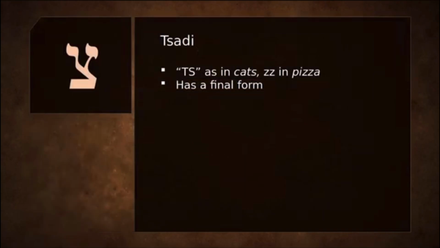The 18th letter is tsadi. Tsadi makes the sound ts. It's a T sound immediately followed by an S sound, ts. It's the sound you can find at the end of a word like cats. It's also the sound that the two Z's make in the word pizza.